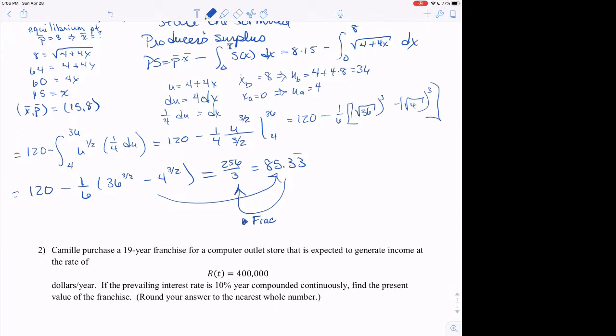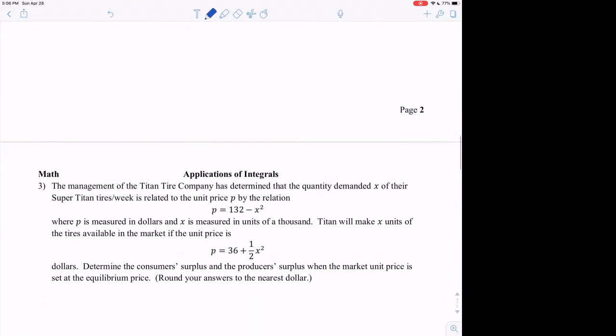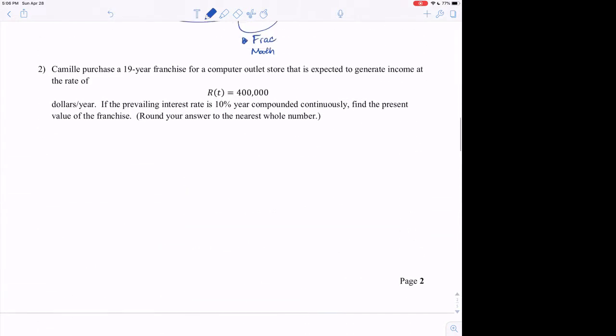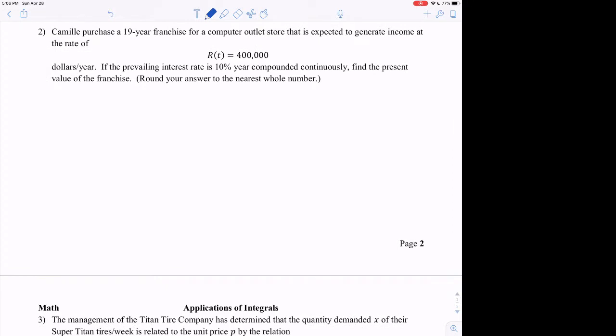And that's math. And the only reason I did that was if it wanted an exact answer. Sometimes WebAssign can be picky. So I'm going to go down here. So let's go ahead and do example 2.